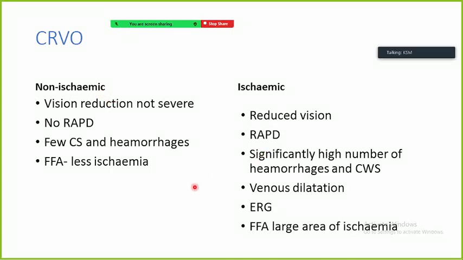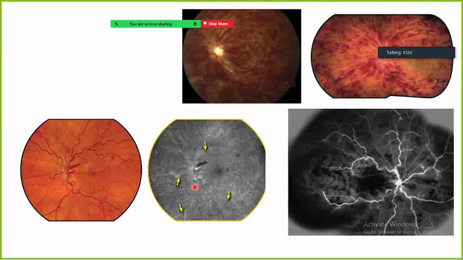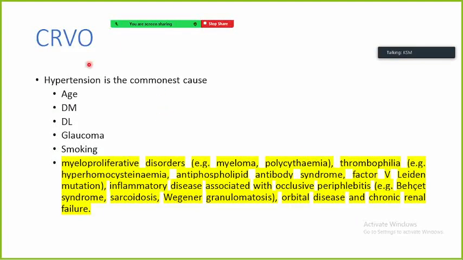Central retinal vein and branch vein occlusions. So there are two types, non-ischemic and ischemic, and there are different changes that we see to diagnose whether ischemic or non-ischemic. So see the veins are tortuous and dilated, and sometimes retinal hemorrhages, and in the fluorescein angiogram you see multiple ischemic areas, capillary non-perfusion. So causes, commonly it's hypertension, and apart from that, age, diabetes, dyslipidemia, glaucoma, smoking can cause it.